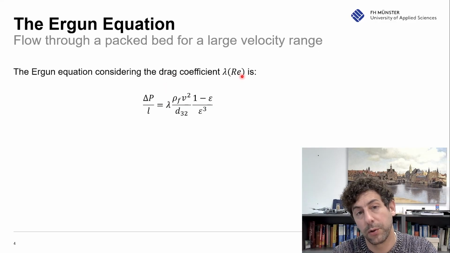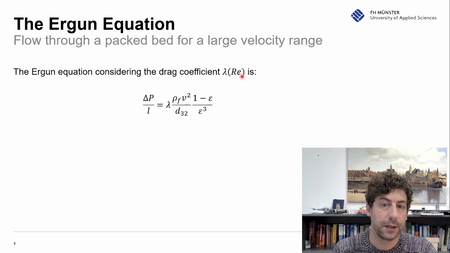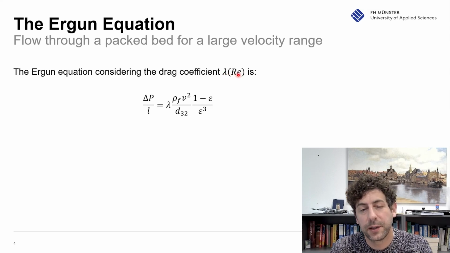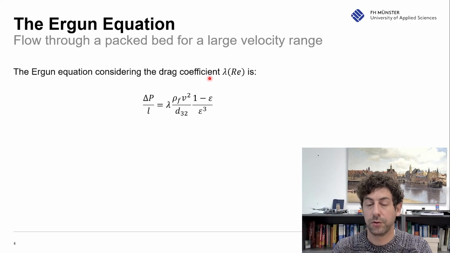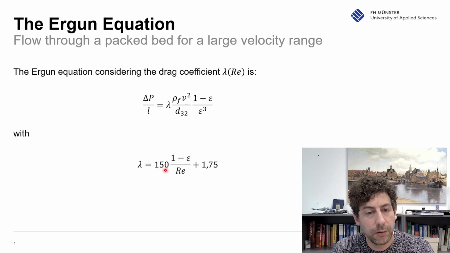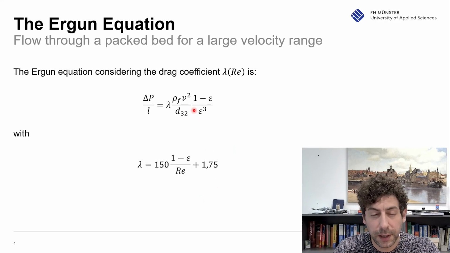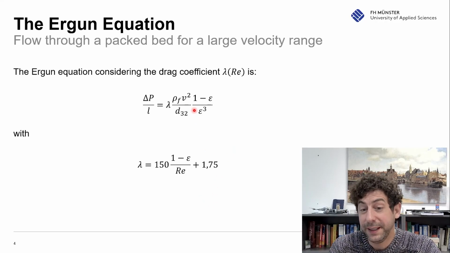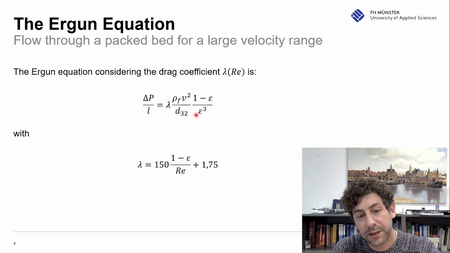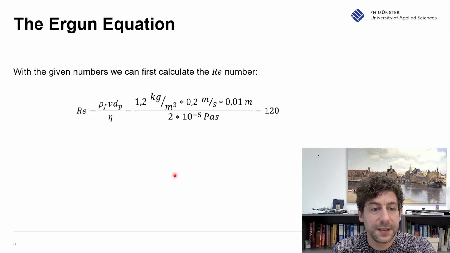So we know the drag coefficient CD as a function of Reynolds for one particle, and now we have lambda as a function of Reynolds. So this is the drag coefficient for a full bed of particles. And this equation was also given: 150 multiplied by (1 minus epsilon) divided by Reynolds, plus 1.75. And if you look at these numbers, we mainly have everything. The only thing missing is the Reynolds number. But the Reynolds number is something we can easily calculate.